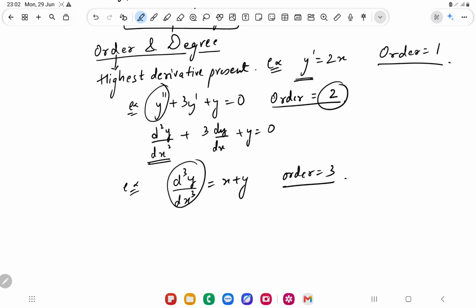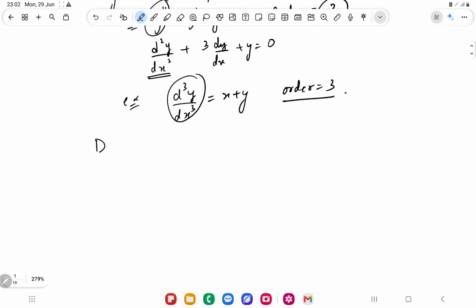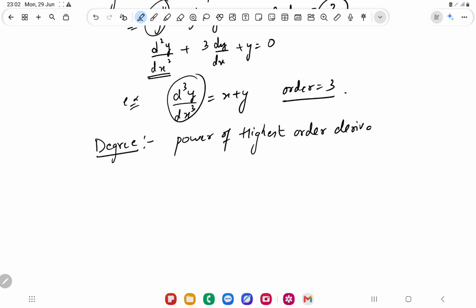Now the next thing that comes is degree. Once you understand order, it is easy to understand degree. So the degree is the power of the highest order derivative, but only when the equation is in polynomial form. Degree does not exist for square roots or fractions with derivatives.